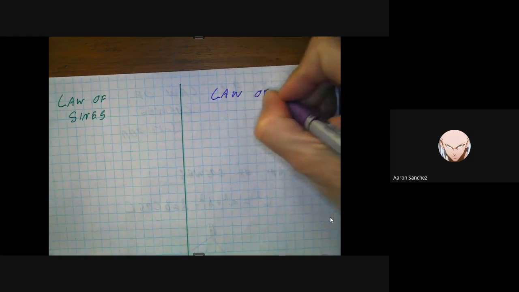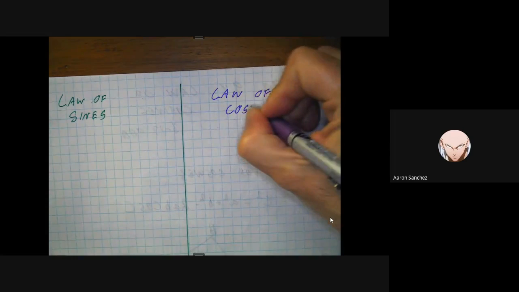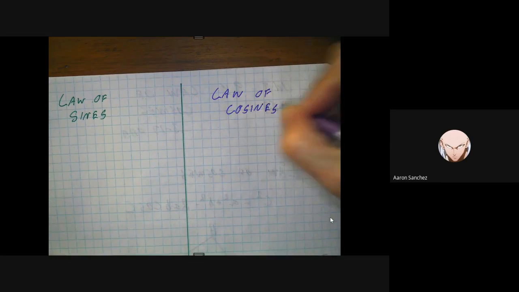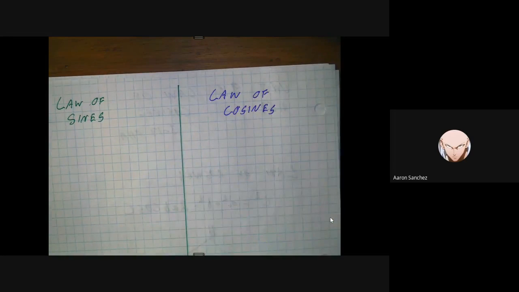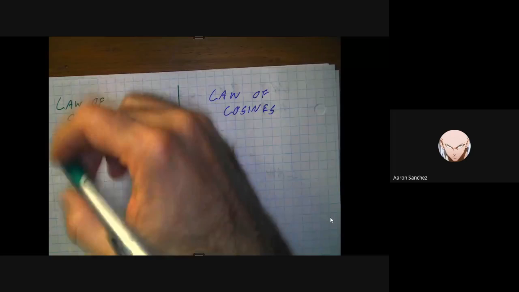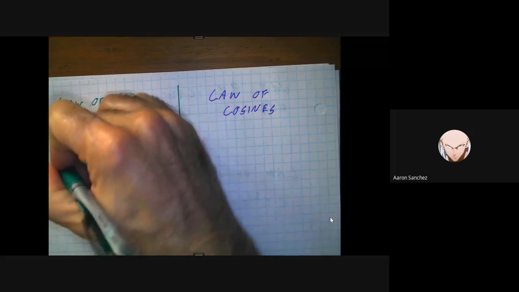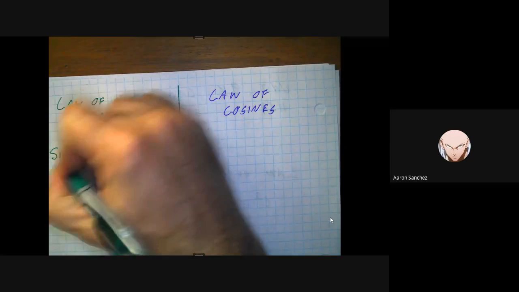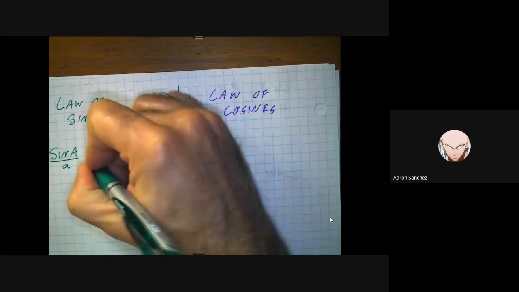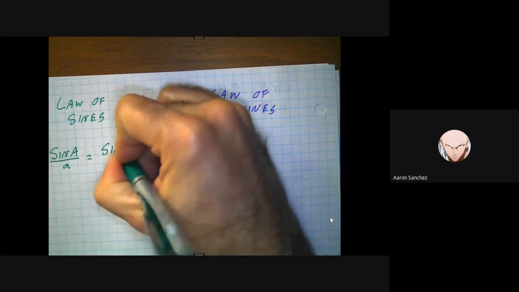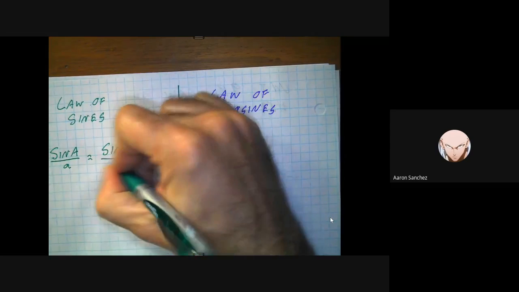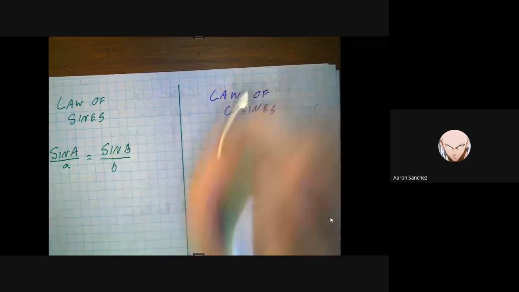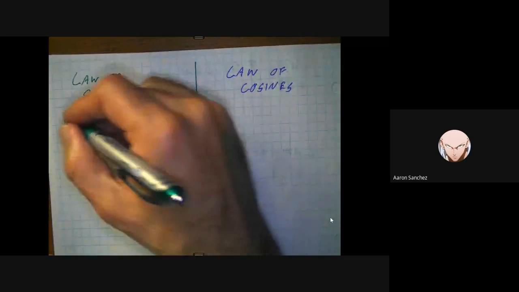Law of cosines. Okay. Now the law of sines is sine A over little a equals sine B over little b. Okay, so that's the law of sines, right?